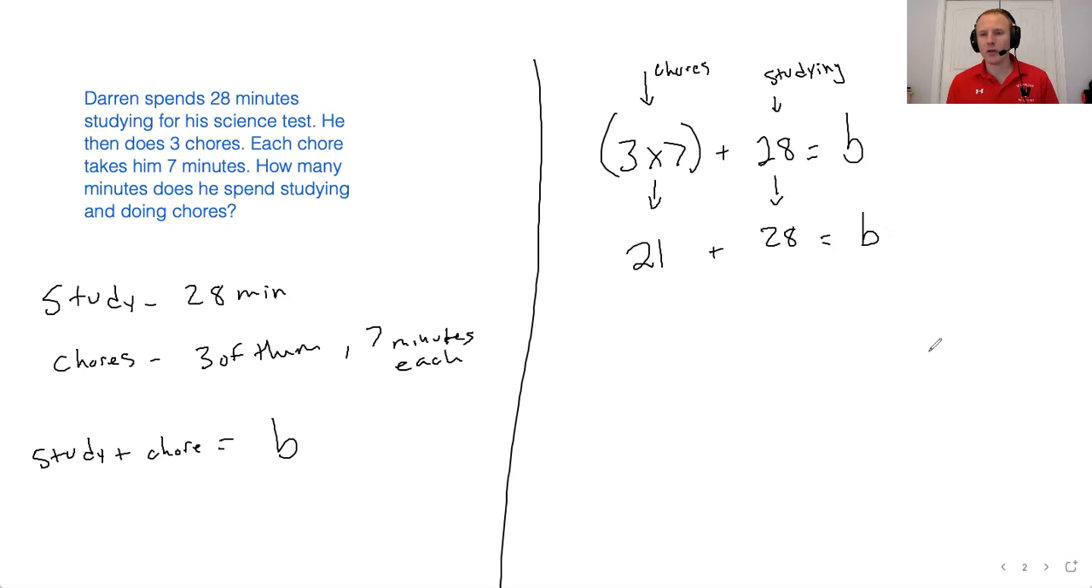Now, some of you may know this, but when you get a 2-digit by 2-digit, we still need to be in the habit of adding these up vertically, get good habits with this. 8 plus 1 is 9, 20 plus 20 is 40. So B equals 49 minutes. And your sentence then would say something like Darren spends a total of 49 minutes doing chores and studying. So the key there, same with the first one, is the reading comprehension part.